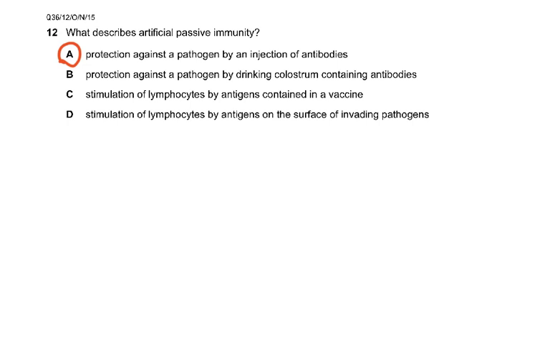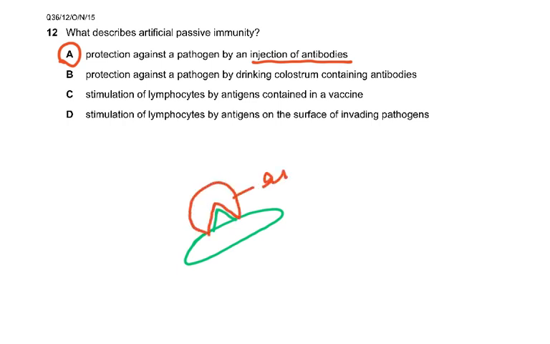Artificial passive immunity is protection against a pathogen by an injection of ready-made antibodies. So there is this virus and it has this pathogen. Artificial passive immunity means that you have made these antibodies against it somehow artificially, and now you are giving them these antibodies. The natural passive immunity is mother to fetus or mother to infant in breast milk.